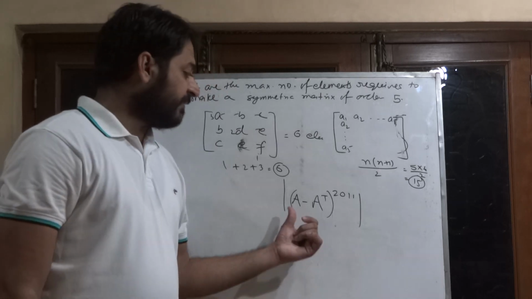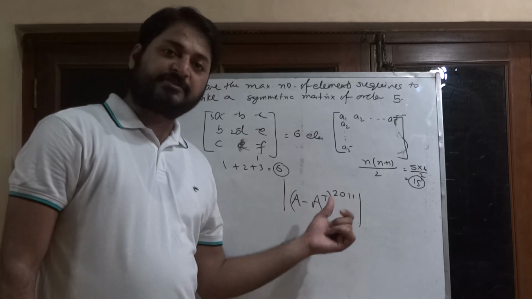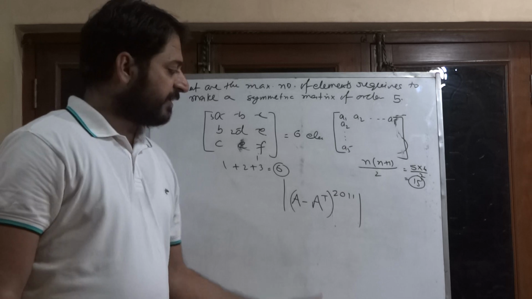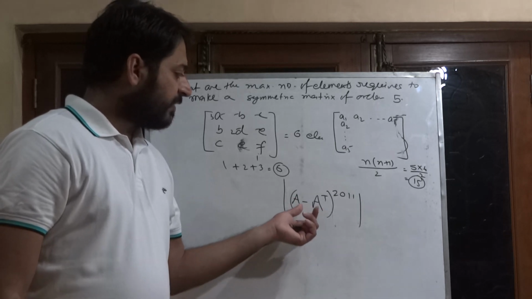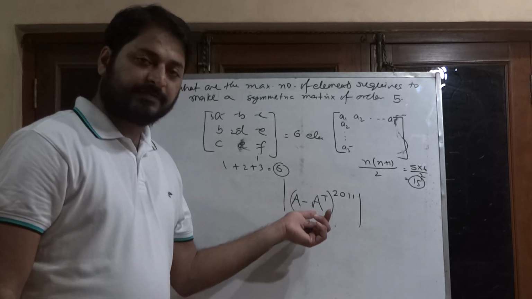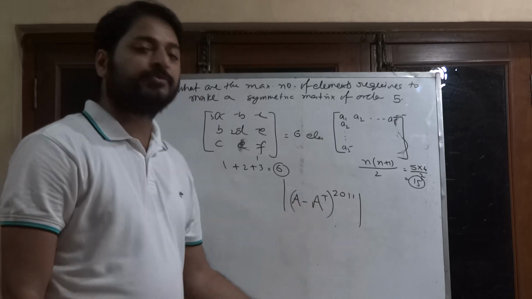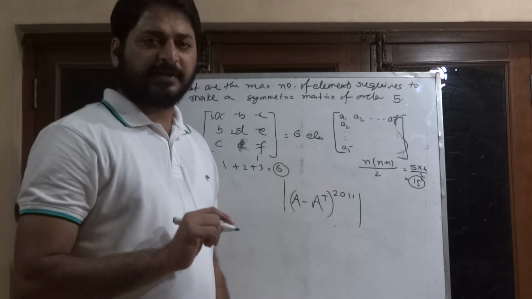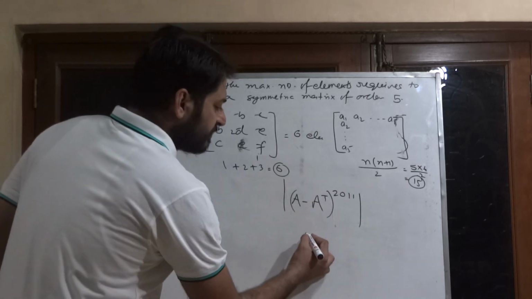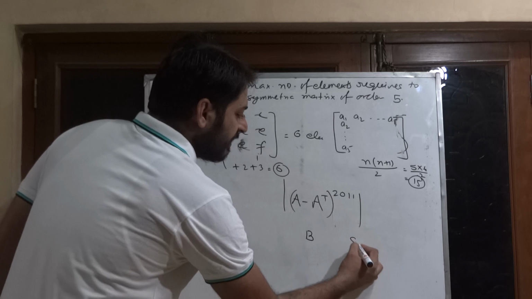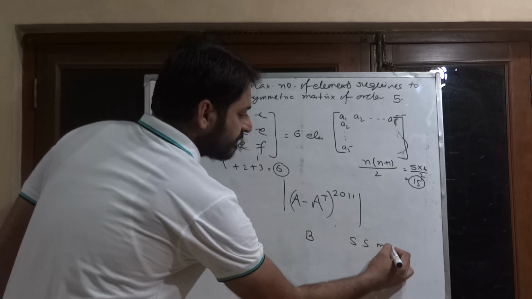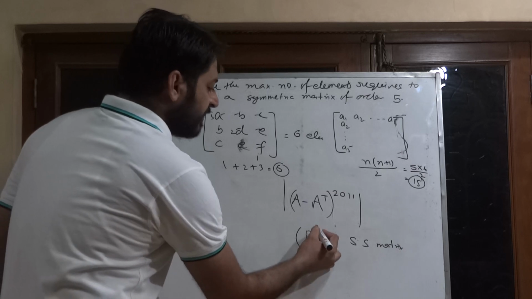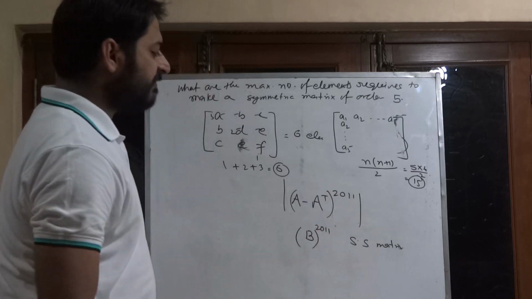Remember, the difference of a matrix and its transpose is always a skew symmetric matrix. So what can I say? A minus A transpose is skew symmetric. Let A minus A transpose be some matrix B, where B is a skew symmetric matrix. Now B, that is a skew symmetric matrix, to the power 2011.